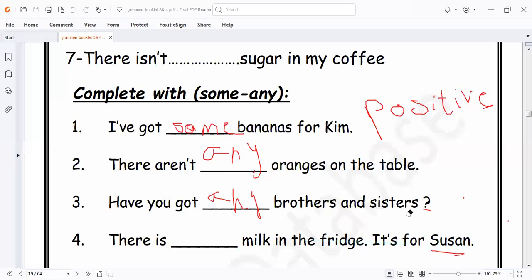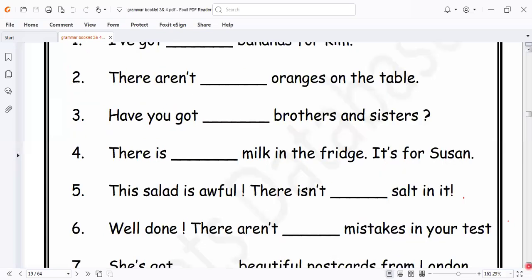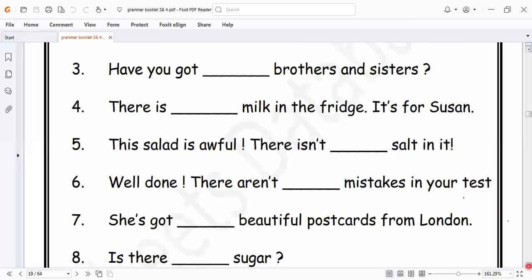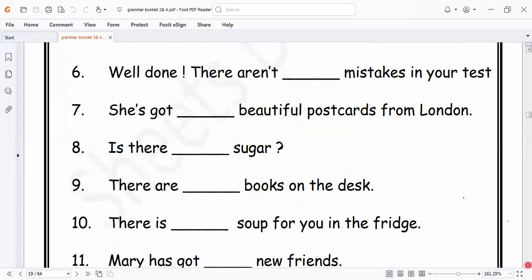So now we know some is used for what? Some is used for requests, for positive sentences, and offers. Any is used for questions and negatives. And I also explained some and any in the summer grammar course. If you want to know more about this, return to the video and watch what we told in this video. Okay.